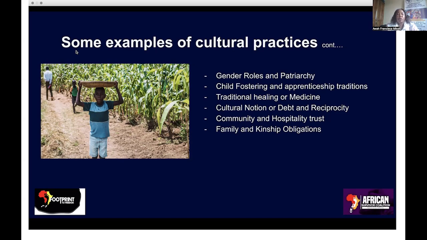We have cultural notions of debt and reciprocity. It might be somebody that borrows a debt in that community. You have options to either pay, and if you cannot pay within a specific period of time, you are exchanged for your labor to serve the person from whom you borrowed the money. Then we also have community and hospitality trust. We have family and kinship obligations. Next slide, please.